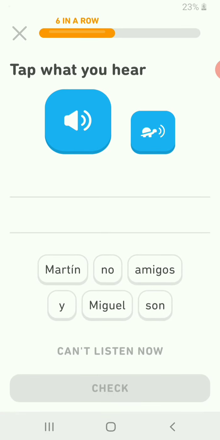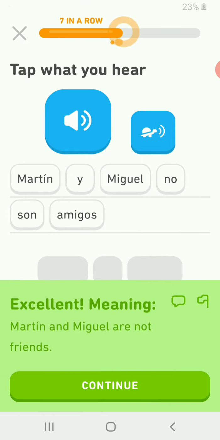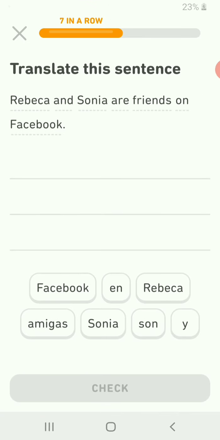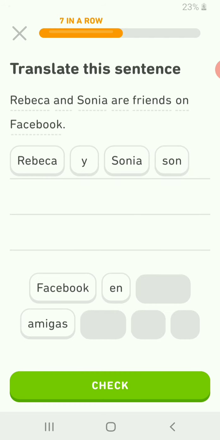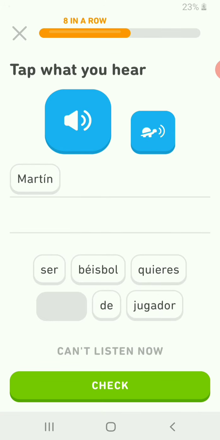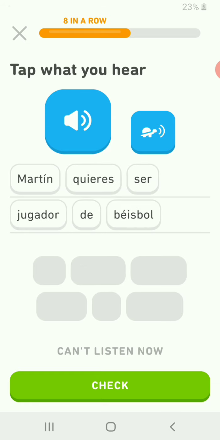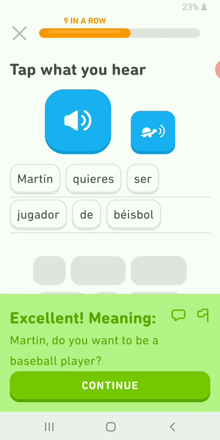Martín y Miguel no son amigos. Very easy. And Rebecca and Sonia are friends on Facebook. Rebecca y Sonia son amigas en Facebook. Very good. Martín, ¿quieres ser jugador de béisbol? Martín quiere ser jugador de béisbol. So this is a question. So Martin, do you want to be a baseball player?